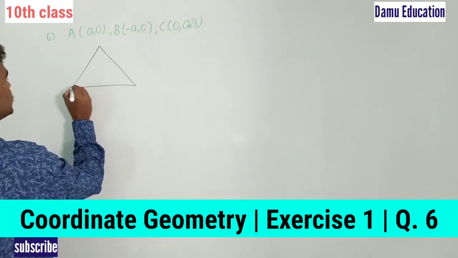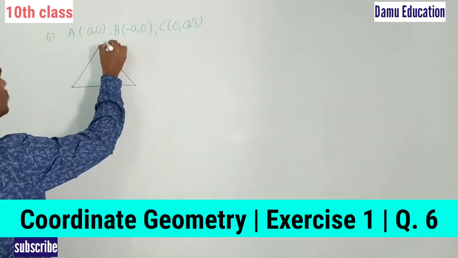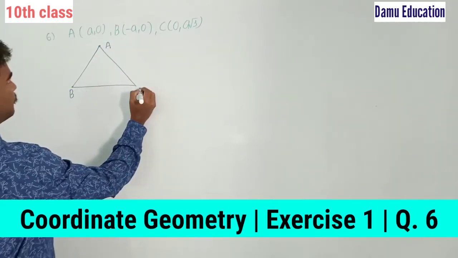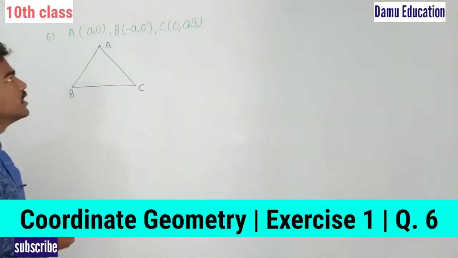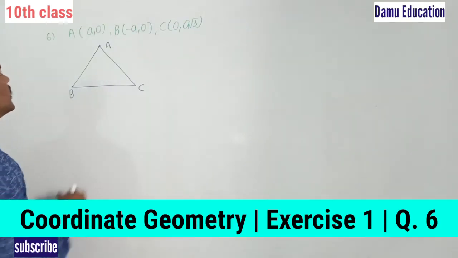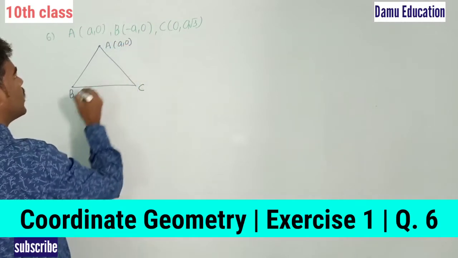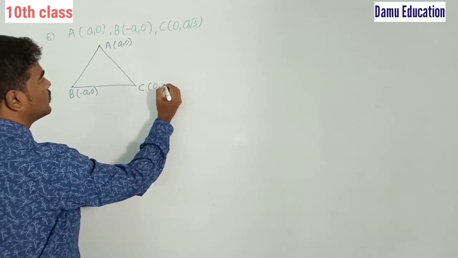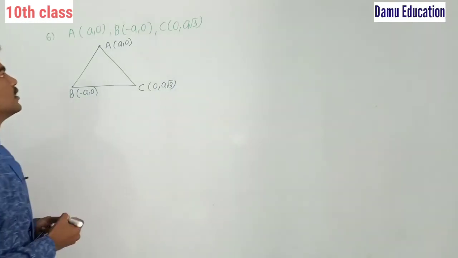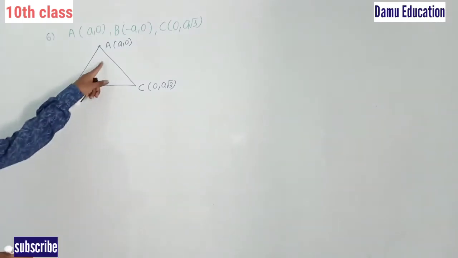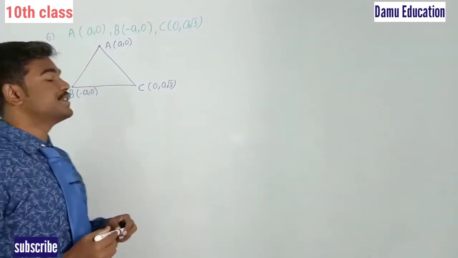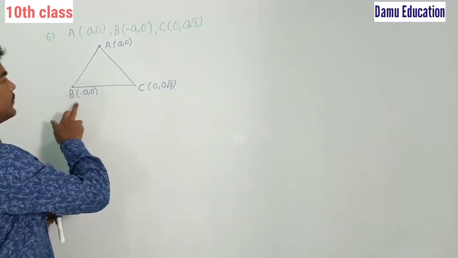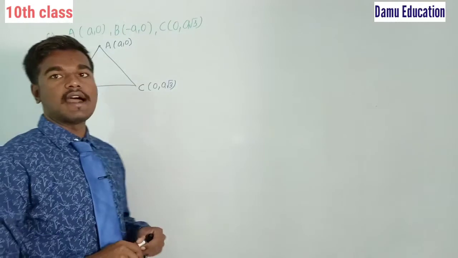So, let's take this as A, this as B, and this as C. Whatever it is, let's take A, B, C points. So here A is (a, 0), B is (-a, 0), and C is (0, a√3). So here it is making that triangle ABC. Then you can arrange A, B, C like that also.